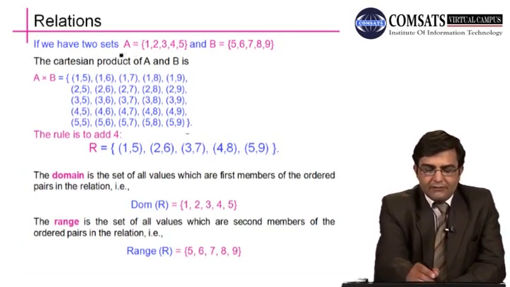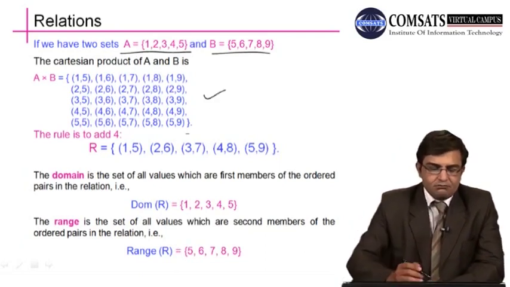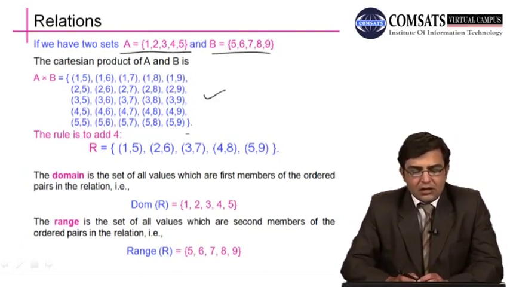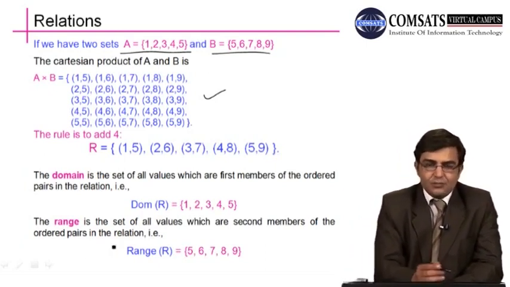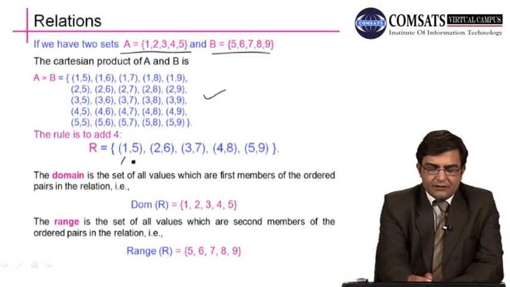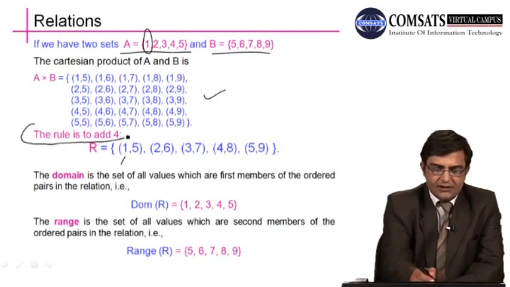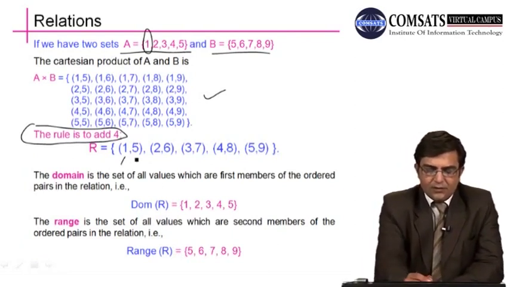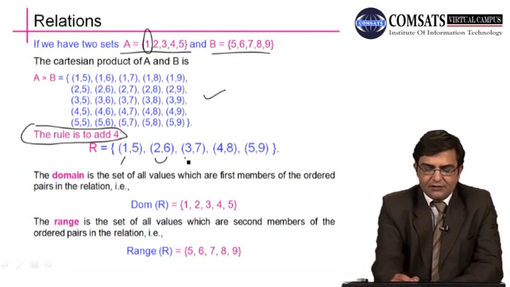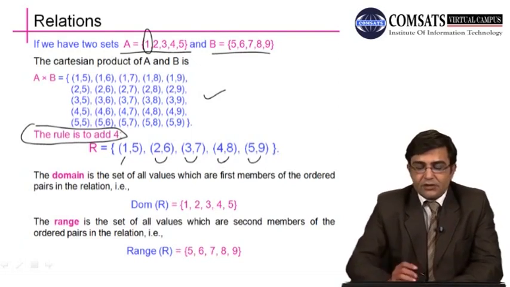As you know, if we have a set A and a set B, we take the Cartesian product here, A cross B. You know how we take the Cartesian product of two sets. Now we define a relation from A to B. If we take the first element of A, 1, the rule is basically that we add 4 to the elements of A. So 1 plus 4 is 5, 2 plus 4 is 6, 3 plus 4 is 7, 4 plus 4 is 8, and 5 plus 4 is 9.